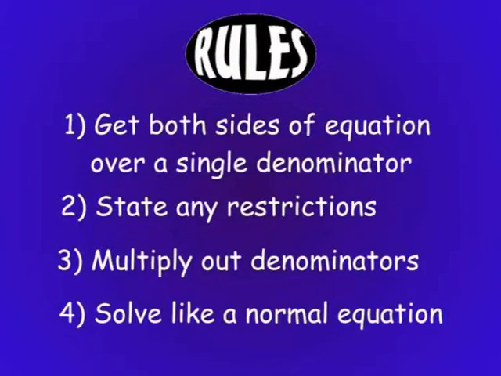Example: 4x over x plus 2 is equal to 1 over 3 plus 2 over x. Solve for x. I'm going to start off by leaving the left-hand side 4x over x plus 2. The reason I'm going to do that is because the left-hand side has only got one denominator of x plus 2. The right-hand side, I've got two denominators. The one is 3 and the other one is x.